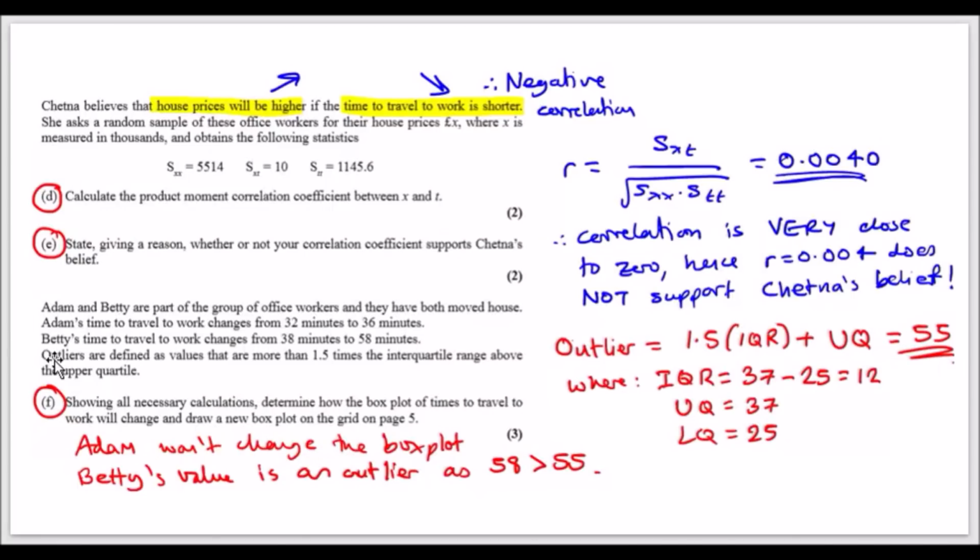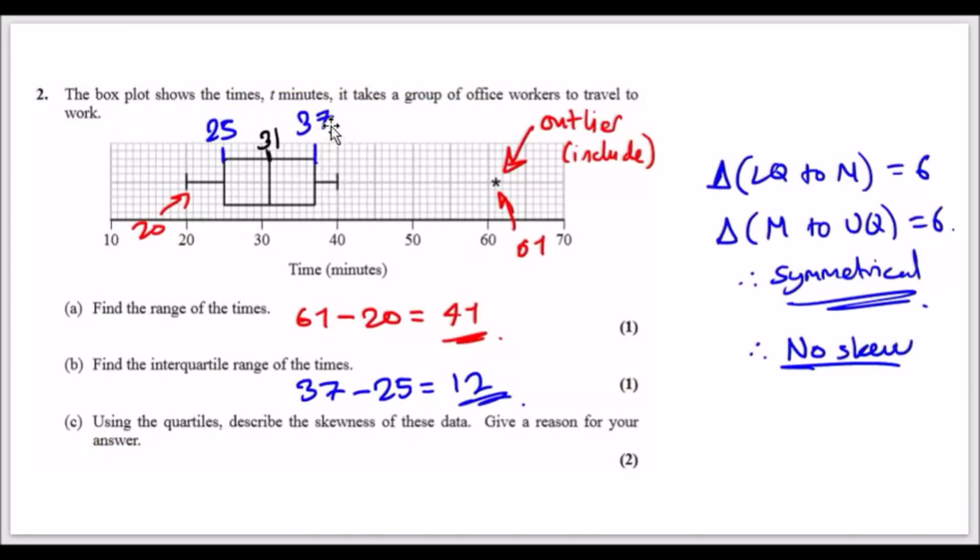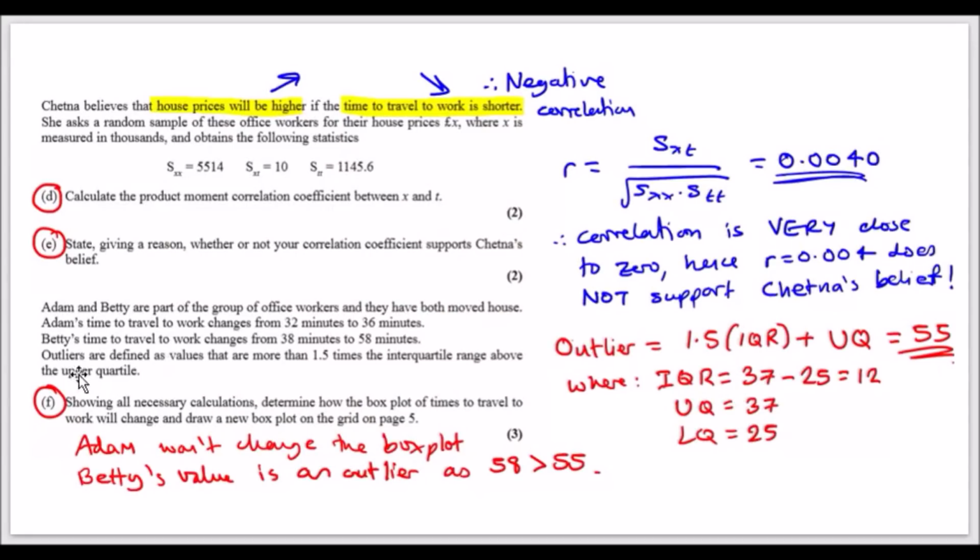We'll get to that. According to this statement, outliers are defined as values that are more than 1.5 times the interquartile range above the upper quartile. In maths terms, an outlier is beyond 1.5 times IQR. We can calculate IQR from the previous problem: 37 take away 25 is the difference between the quartiles. Plus, again, above the upper quartile, plus the upper quartile. So if you do the quick maths, plug in 12 here and 37 because the upper quartile is 37, you get 55. So just looking at the bare time, we can see that 58 minutes is above 55. So this means it's an outlier.